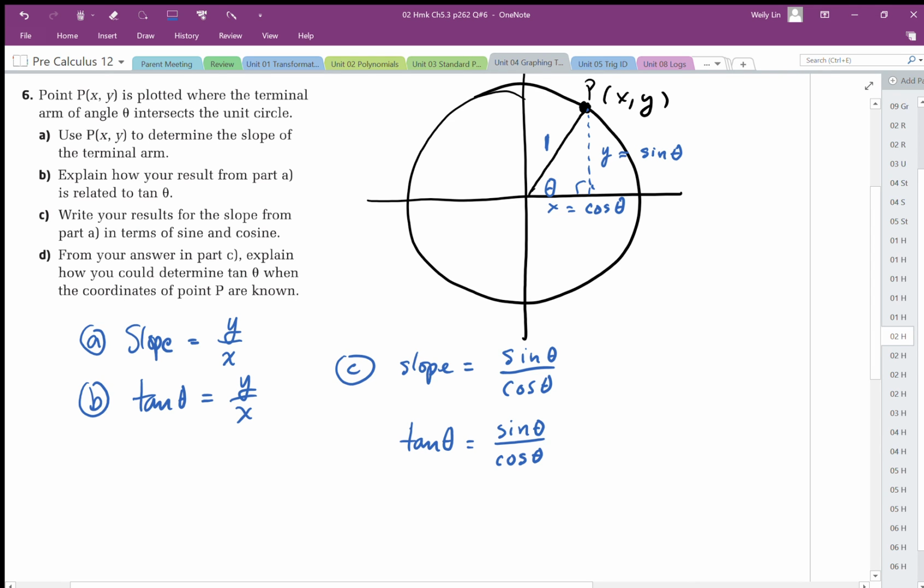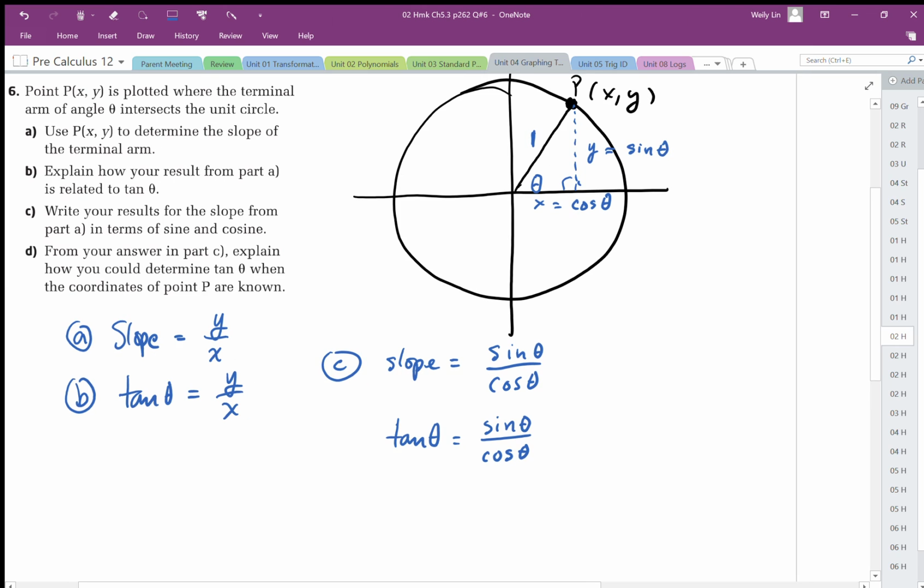We can determine tan theta from the points x and y. So tan theta is going to be found from x and y, and we can also say that it is the slope. So it's equal to sine over cosine, and that's all equal to the slope value.